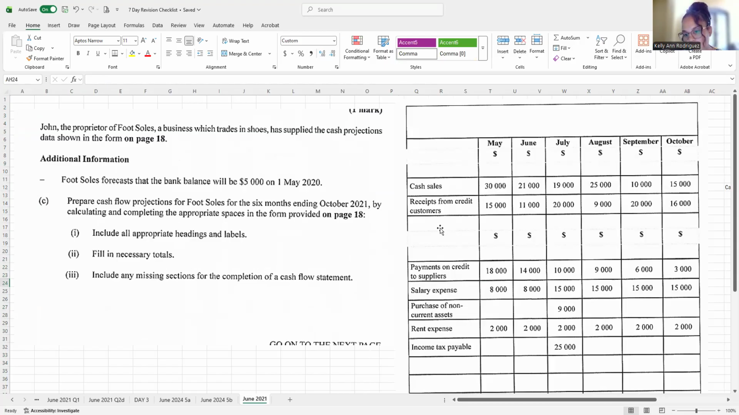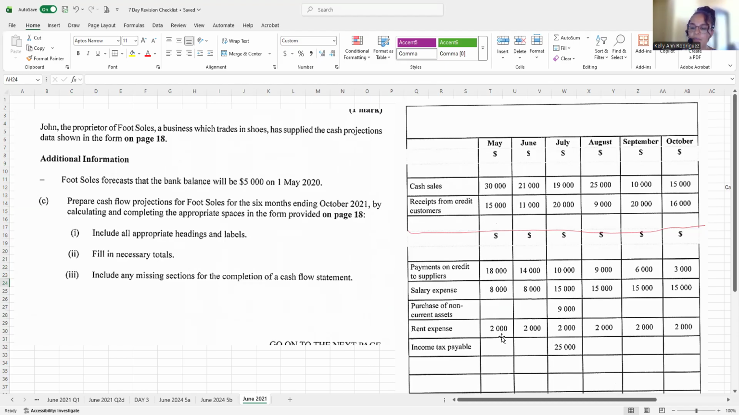So they leave spaces here. You may not be able to see it, but this is a space. This here is a line. So you have to fill in here, right? In the form provided on page 18, so that I give you the entire form. Include all the appropriate headings and labels. So you must be putting in some kind of headings or labels, right? Fill in necessary totals. So they're asking you to put in totals. And include any missing section for the completion of the cash flow statement. So if there is any missing section.